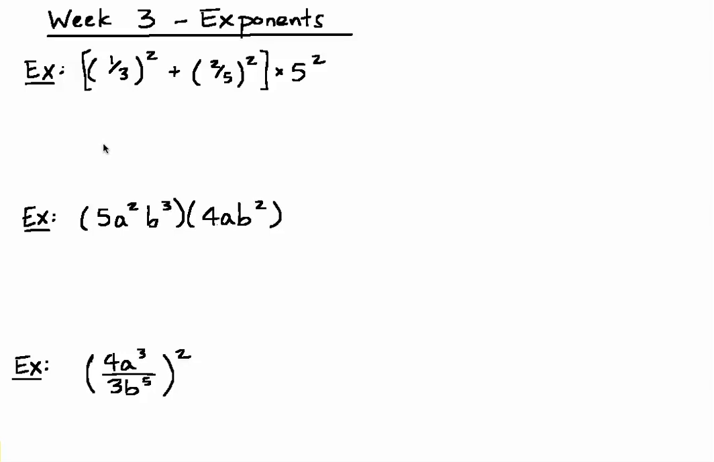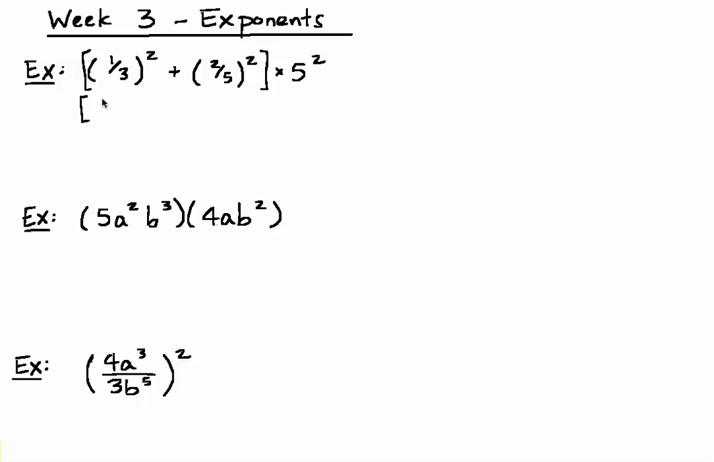Now you see we have two sets of parentheses. We have a bracket and then parentheses inside that bracket. And we always want to work inside the innermost parentheses. So looking inside the bracket, we have 1/3 squared plus 2/5 squared. And so we're going to evaluate that first.